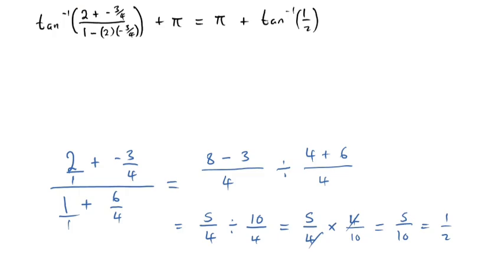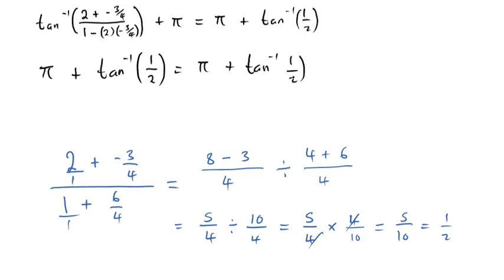So everything in that bracket just reduces to half, meaning that what we'll obtain now will be this pi that we have plus tan inverse of half. So everything in this bracket has just reduced to half. And this is what we have on the right hand side, which is the tan inverse of half. So there we have it. The left hand side is equal to the right hand side.